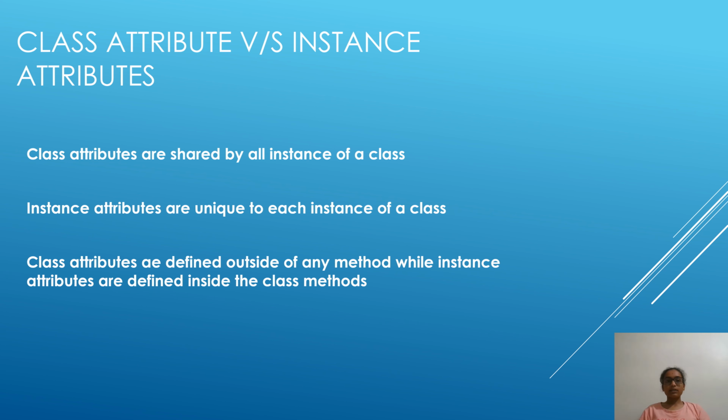Now let us discuss class attributes versus instance attributes. Class attributes are shared by all instances of a class. Instance attributes are unique to each instance of a class. Class attributes are defined outside any method, while instance attributes are defined inside a class method.